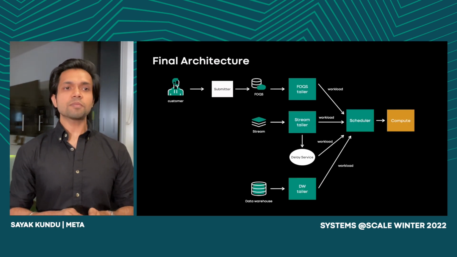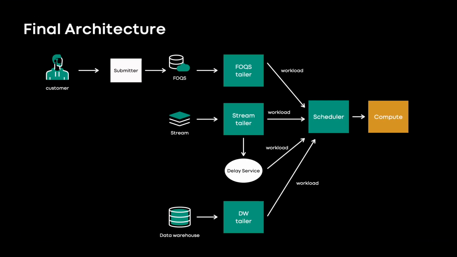So with these things in place, let's look at the final architecture. In the final architecture, on the left hand side, you see the different data sources. There's the customer who is manually pushing in workloads into Fox through the submitter. There's also stream and data warehouse. And there are these tailors, which are adapters, operating on these different data sources to take the workloads and push them down to the scheduler. The stream tailor, as I already explained, also takes aid of a delay service to process retries.